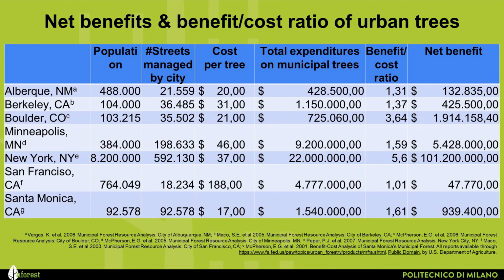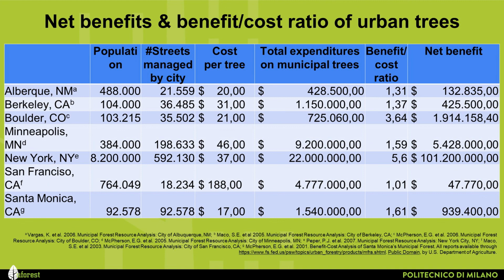Now that we have insights into the costs and benefits of urban forests and urban trees, we can calculate the net benefit of an urban forest. The net benefit is defined as the difference between the costs and the benefits of urban trees. We see here 6 American cities that listed benefits between $48,000 in San Francisco and $100 million in New York.